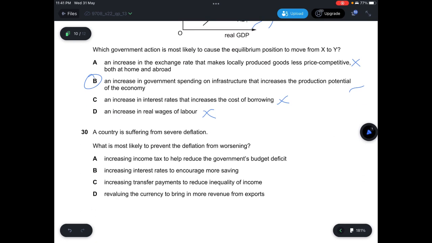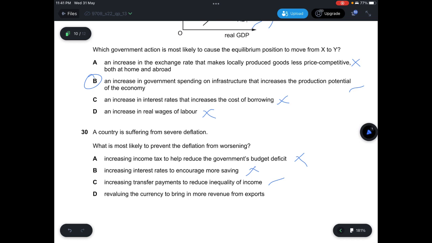Question 30, a country is suffering from severe deflation, and what is most likely to prevent the deflation from worsening? So A says increasing income tax, which is not correct, because if you increase income tax, it will make it even worse. And B says increasing interest rates to encourage more saving, which will make it even worse. And C, increasing transfer payments to reduce inequality of income, which is correct, because now there's more expenditure.